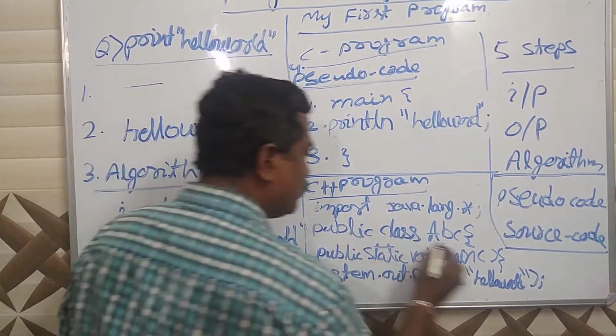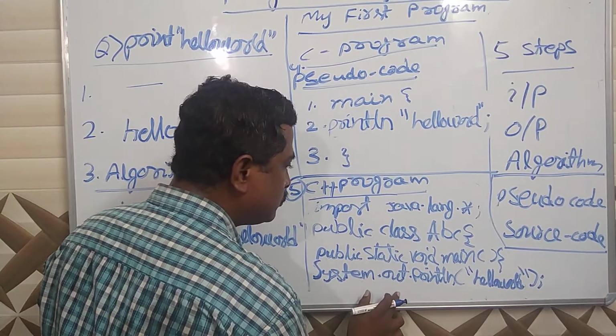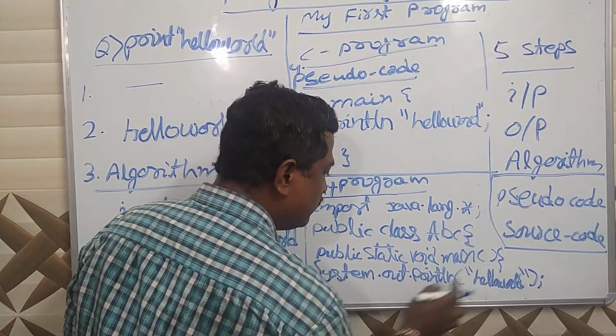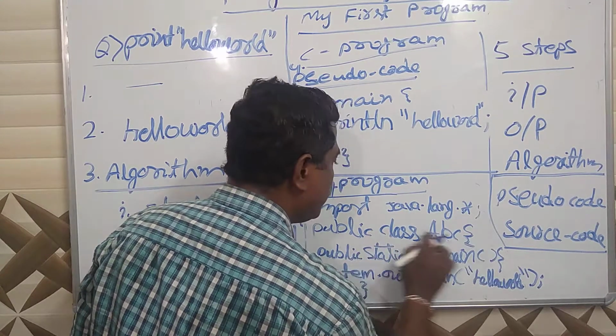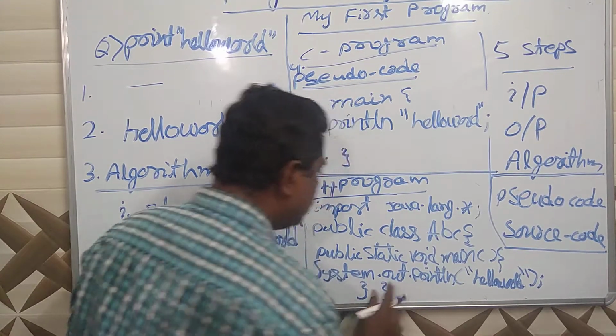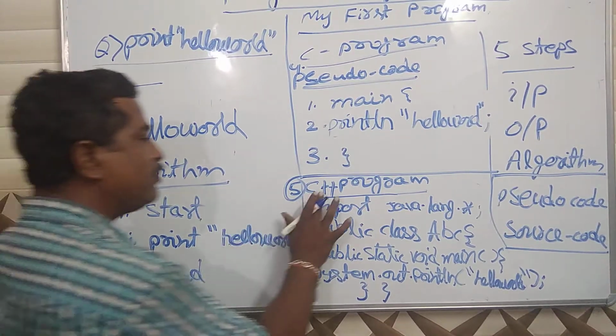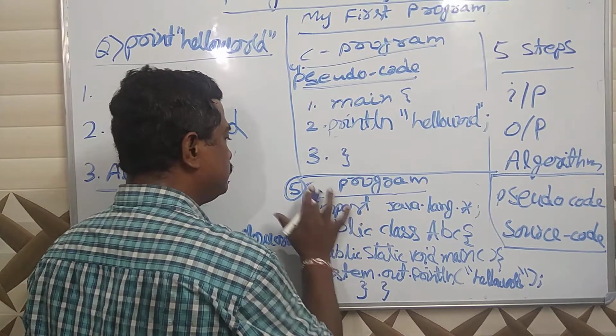Okay. Now program is over. How many curly brackets will be there? One closing curly bracket for main, one closing curly bracket for the public class ABC. So this is the Java program. Okay.